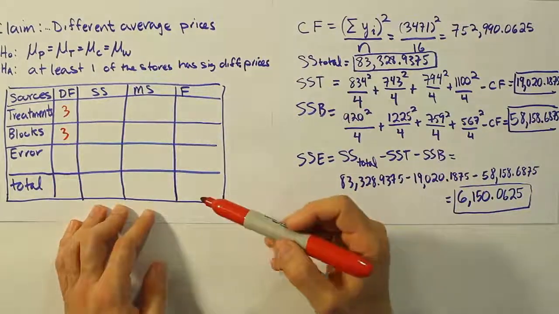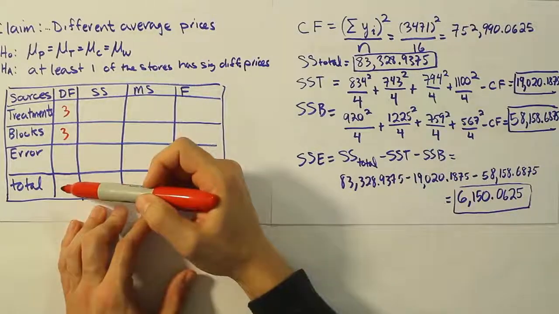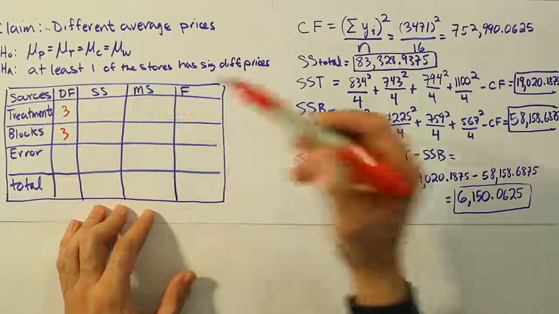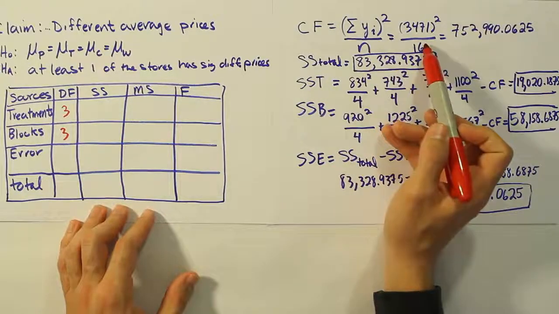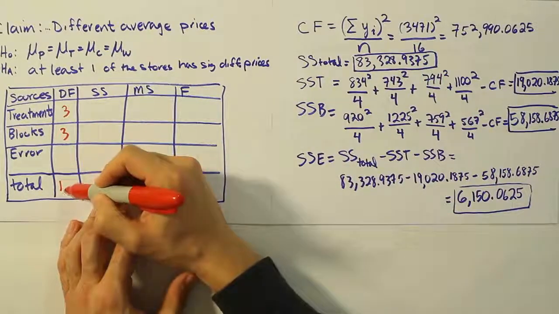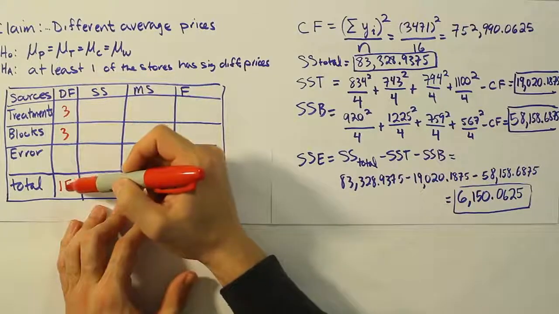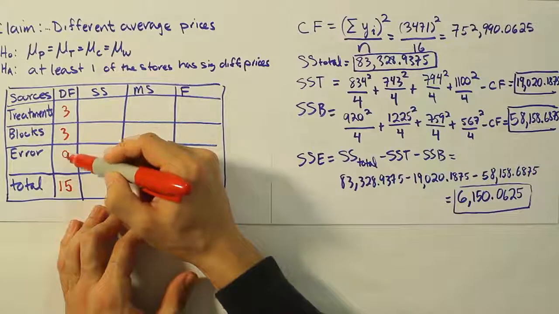Now for the error, we're going to get that by subtraction, so we're going to go after the one for total first. So let's look at degrees of freedom for total. The total number of values was 16. If we take 1 away from that, we get 15. All right, and then you have 6 here. You subtract that from 15, you end up with 9 for the error term.